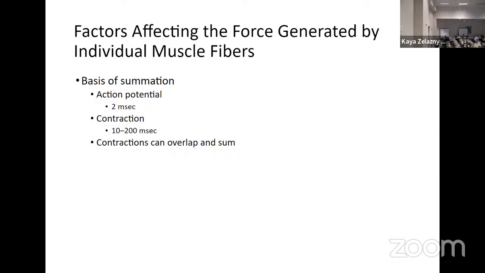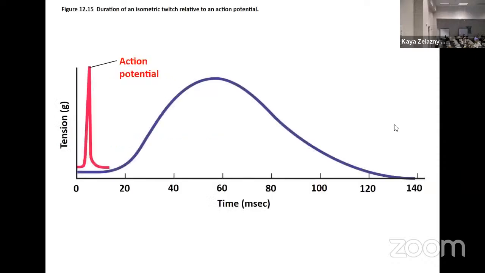This is different than when we had that all or none with a neuron signaling to another neuron, right? We've never had a stronger action potential. We always just had more action potentials or fewer action potentials. When we're thinking about muscles and their contractions, we can contract stronger in response to a stronger stimulus or more stimuli. Okay. So here we just see that duration of specifically an isometric twitch.